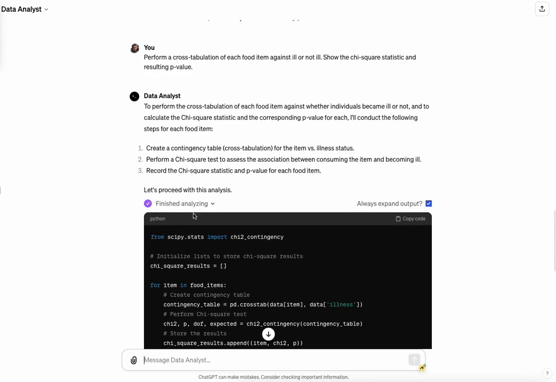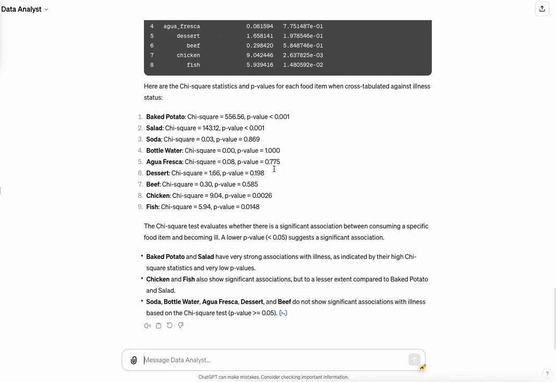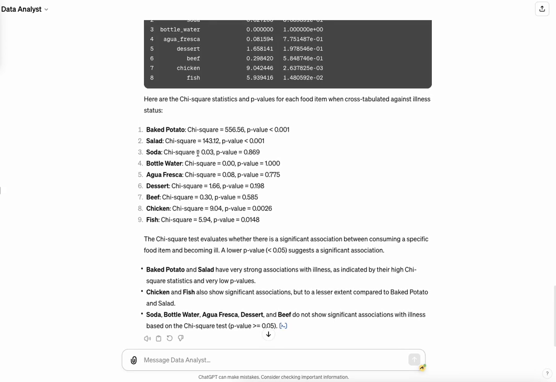But this is just confirming to us the statistics around it. Actually, the bottled water chi-square is 0 because everybody had bottled water. If everybody has bottled water, there's no way of calculating the odds ratio for that because there are no odds of people who did not have the water, right? It's calculating the odds of being ill given that you ate the food over the odds of being healthy given that you ate the food.